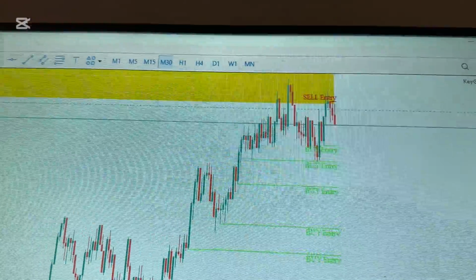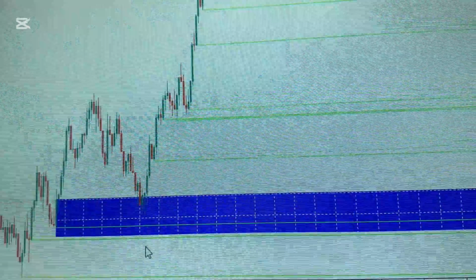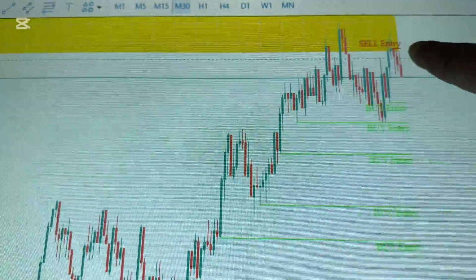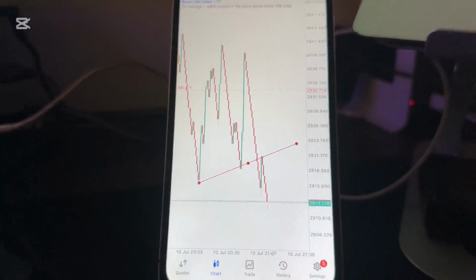Just know that those type of trades where either you're in the blue zone and you get a buy entry, or if you're in the yellow zone and you get a sell entry, those are must takes, right? Because just look at it. Wow.